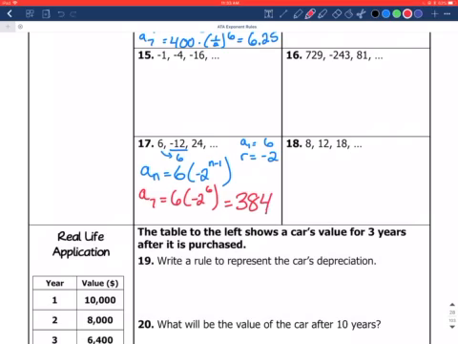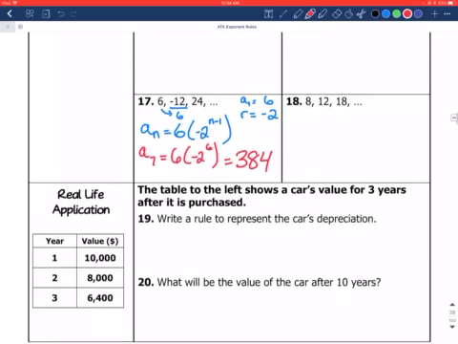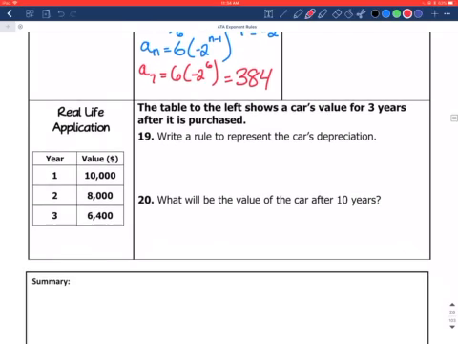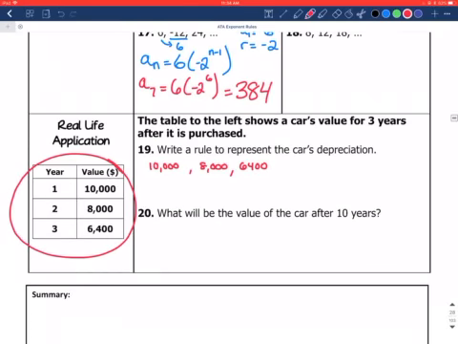All right, so then we can apply this to real life, real world stuff. So a car's value, the older the car gets, the more the value depreciates. In other words, the more the value goes down. Right, so here is our table right here, and write a rule to represent this depreciation. Pretty much all we're looking for here is there's our first term, there's our second term, there's our third term, right? So this is the exact same thing as what we had before. They're just putting it in a table format right here, okay?